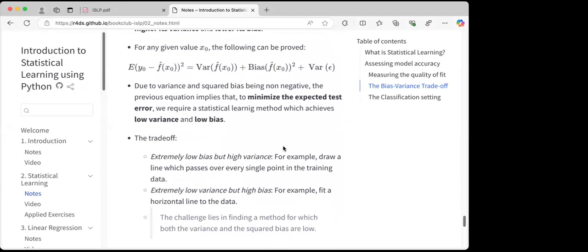So the trade-off: extremely low bias but high variance. An example could be a linear model. We just choose a linear model to fit our data.